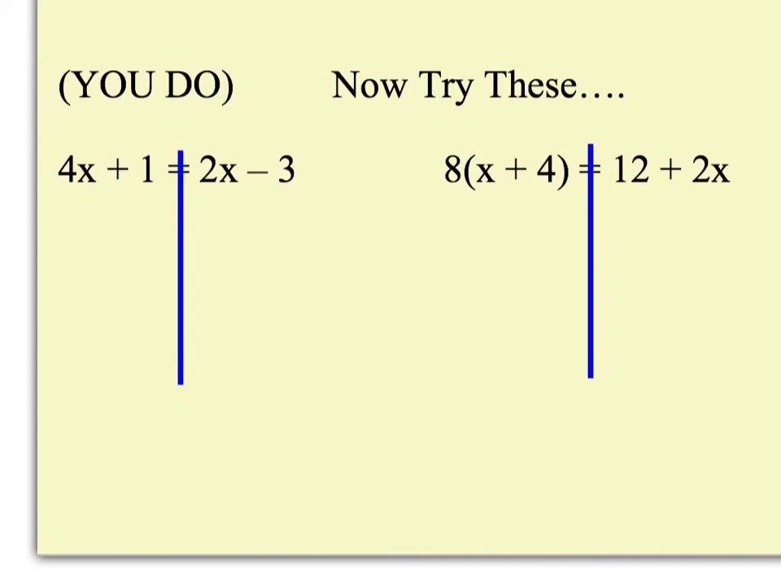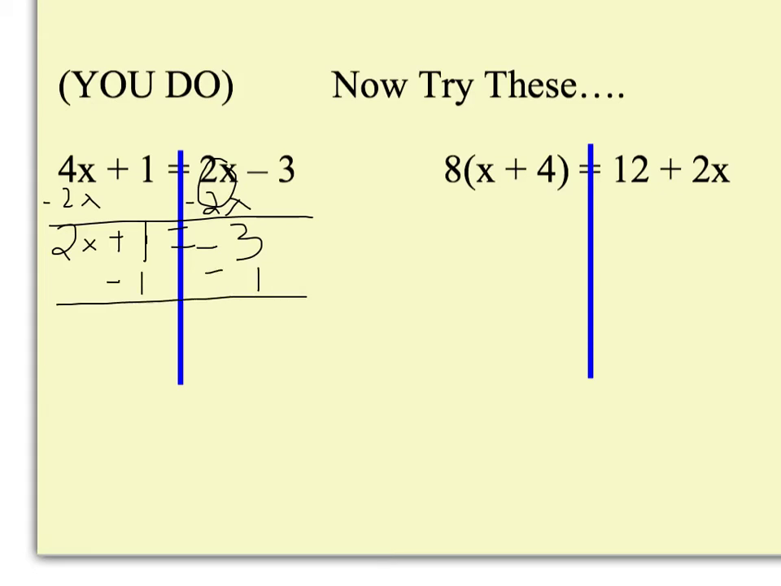So in the first one, you should have first gotten all of your variables to one side. Okay, so 2x minus 2x became 0, and this would be negative 3 left over. 4x minus 2x is 2x, and bring down the 1. Okay, so again, to get x by itself, I have 1, so I'm going to subtract 1 on both sides. Okay, so each step is getting closer and closer to x alone. This becomes 0, and I have 2x equals negative 3 minus 1, which is negative 4.